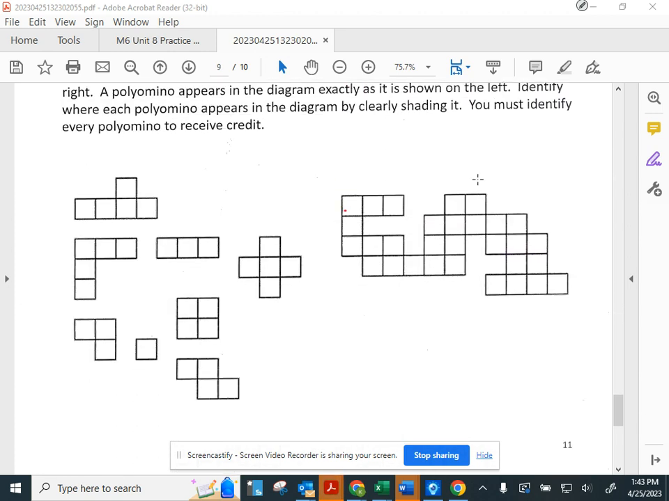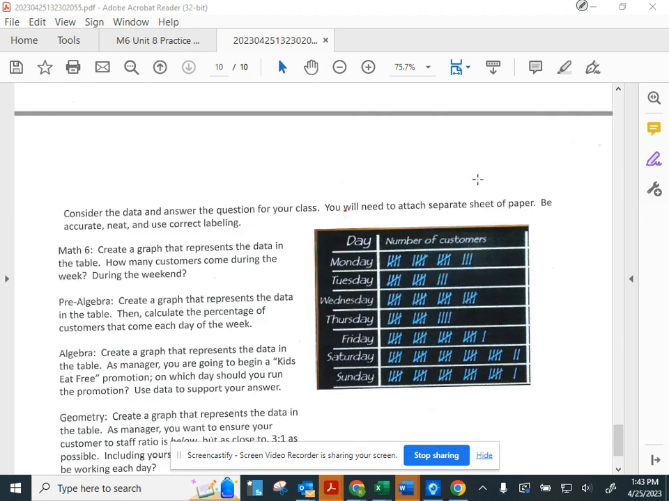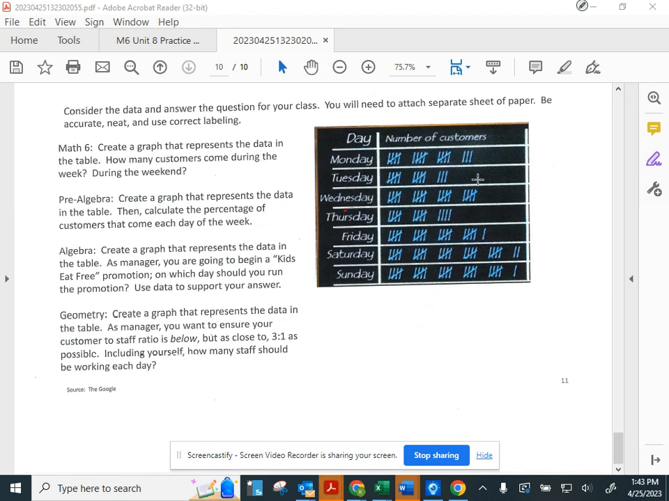Our polynomials, we know how to do the polynomials, just fit those in. And then our final page is making our graph. So we're going to make sure you use correct labeling. Create the graph that represents the data in the table. The bar graph is the best way to represent this. So make sure you have your bar graph.